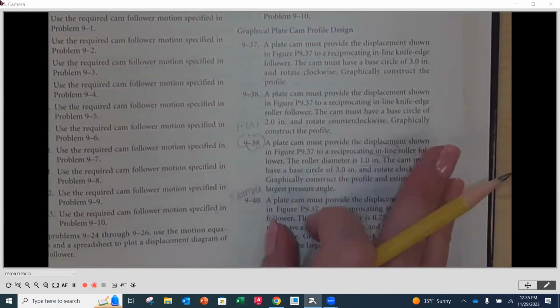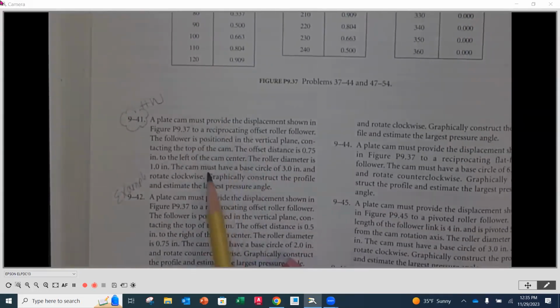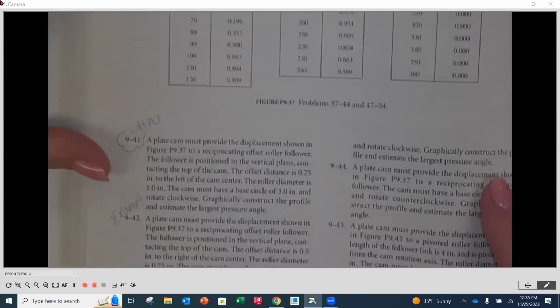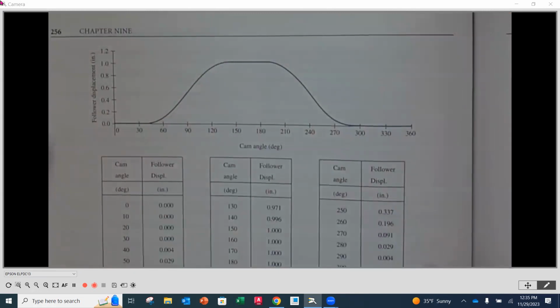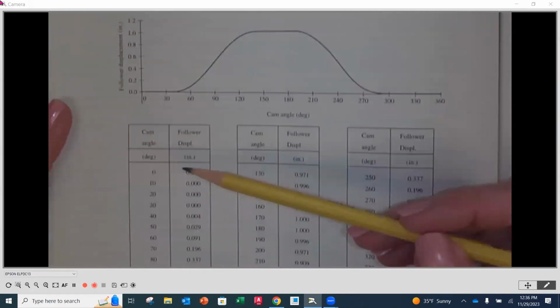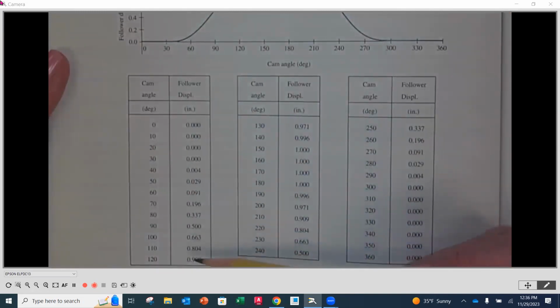Okay. So think about that. Now, when we look at the next one, number 41, this one is going to be very similar. Oh, before we go on, the displacement diagram is directly above here on page 256, and they give you the cam angle and the corresponding follower displacement. So these are the numbers that you're going to look to.